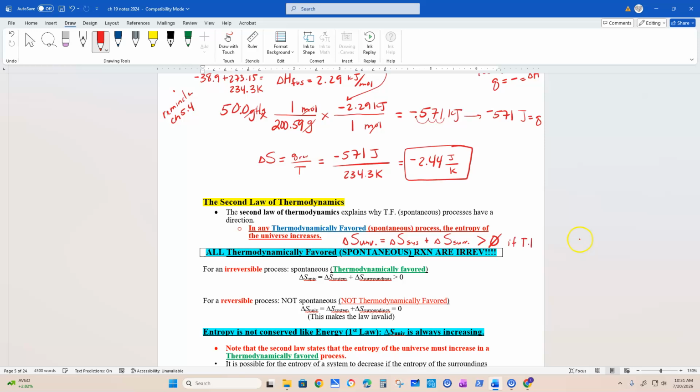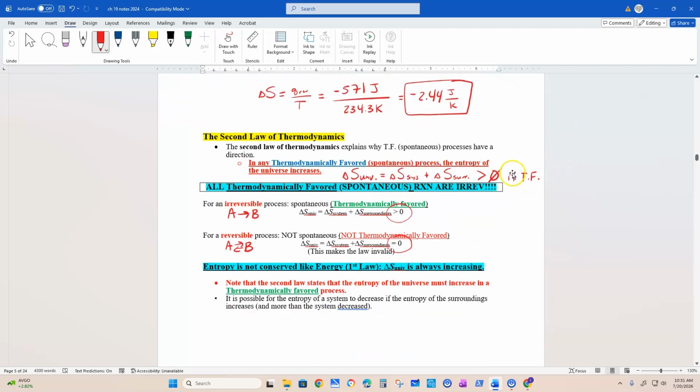So if thermodynamically favored. So when is it reversible or irreversible? Well, for an irreversible reaction, which means it's not equilibrium, A makes B, we want that delta S universe greater than 0. But if it's not thermodynamically favored, that means it equals 0, which means it violates the law. We already know the law works because it's a law. But that means you are reversible, and that would be equilibrium, okay?